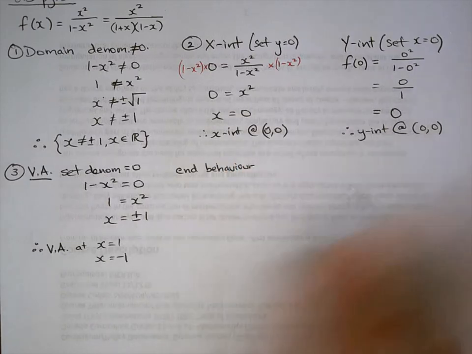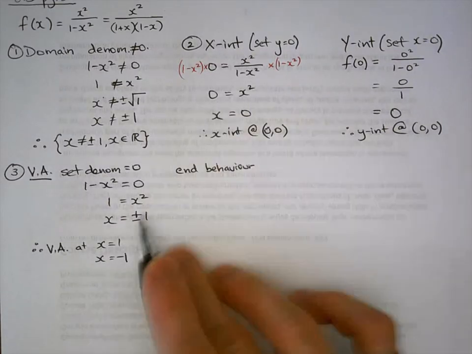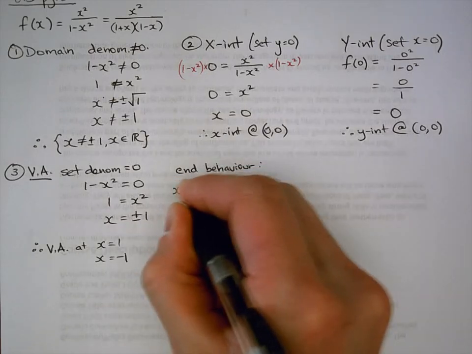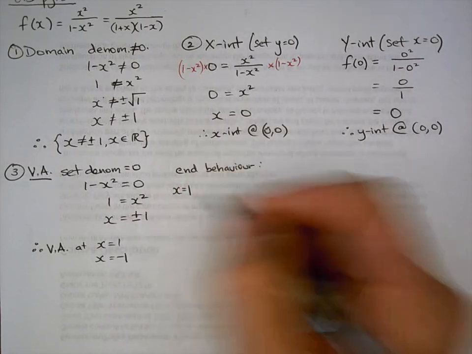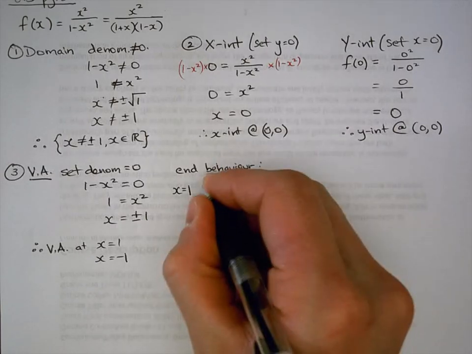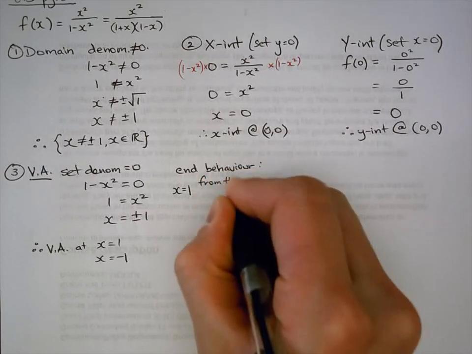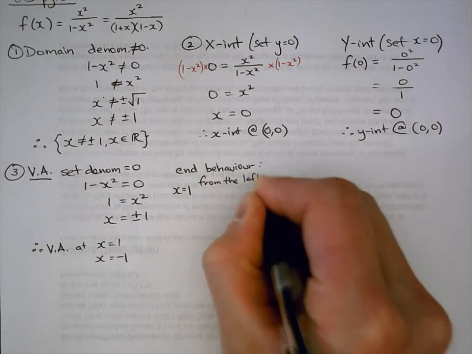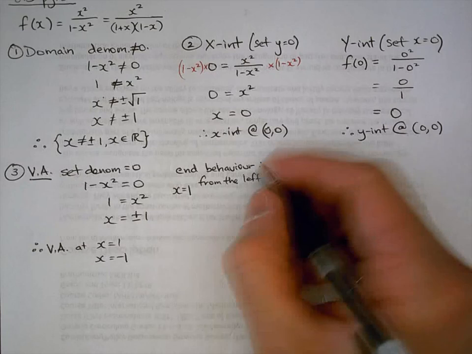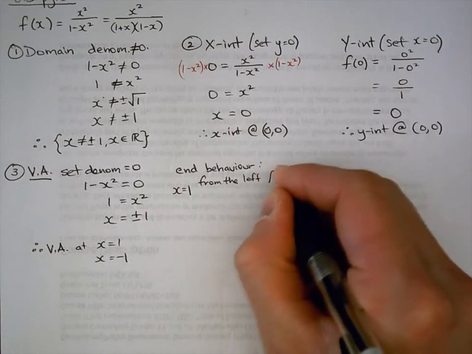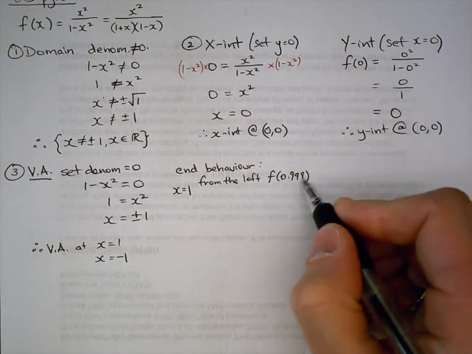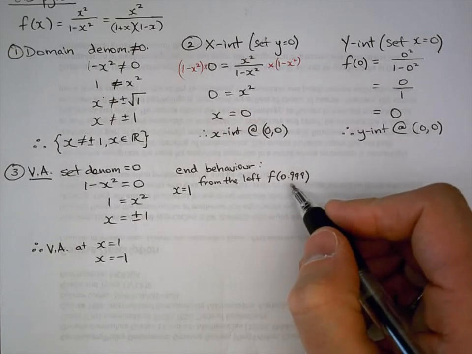Basically, for these vertical asymptotes, does the curve go up or does it go down? Now, to do this, let's start with x equals 1. You need to sub in numbers that are very, very close to x equals 1. If you're approaching from the left, you're going to sub in a smaller number than this, like 0.99999. So let's sub in 0.999. I'm subbing that into my original function to see what happens.